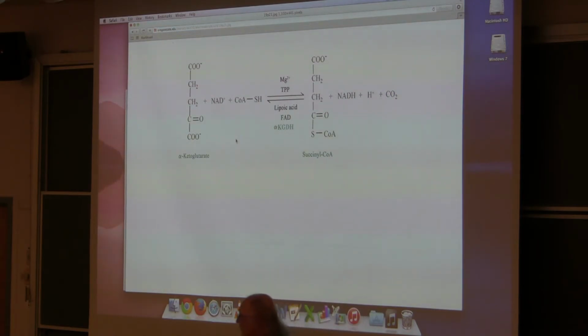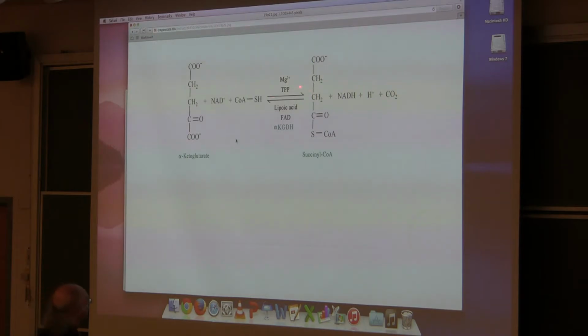In the next reaction, we have another oxidative decarboxylation, and alpha-ketoglutarate gets decarboxylated to form Succinyl CoA. And if you look up here, you'll see a variety of coenzymes that look like the coenzymes of pyruvate dehydrogenase. This enzyme is known as alpha-ketoglutarate dehydrogenase. I've abbreviated it here as alpha-KGDH. And you can also abbreviate alpha-ketoglutarate as alpha-KG if you want.